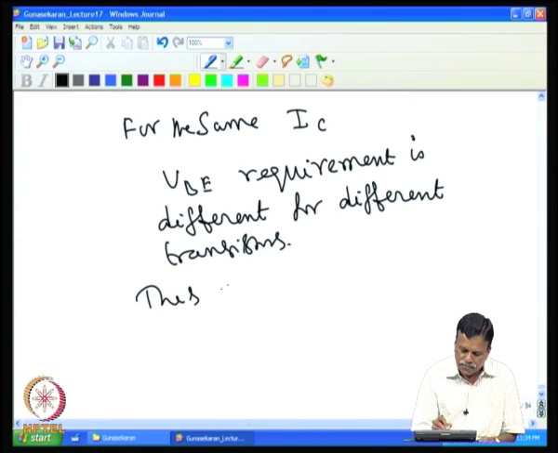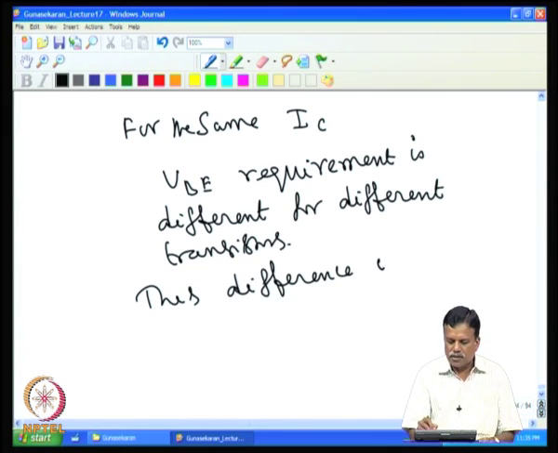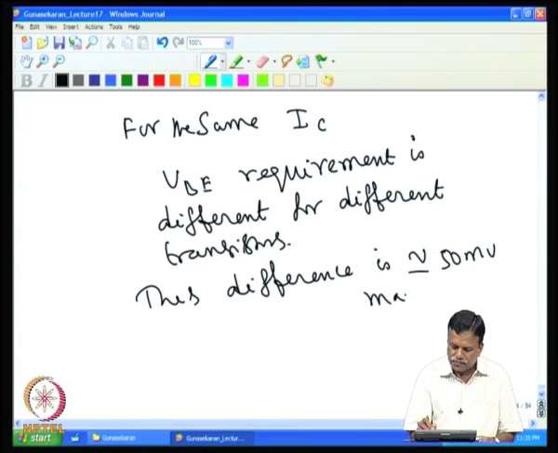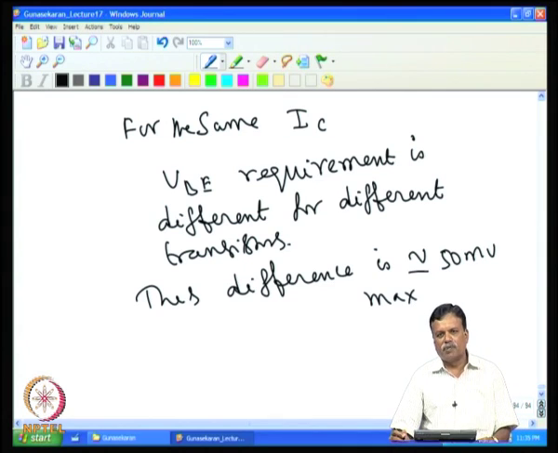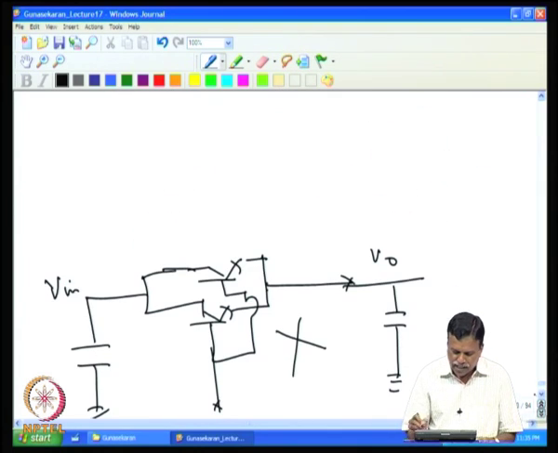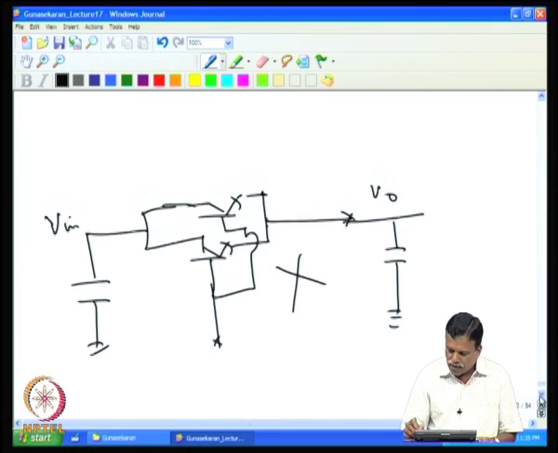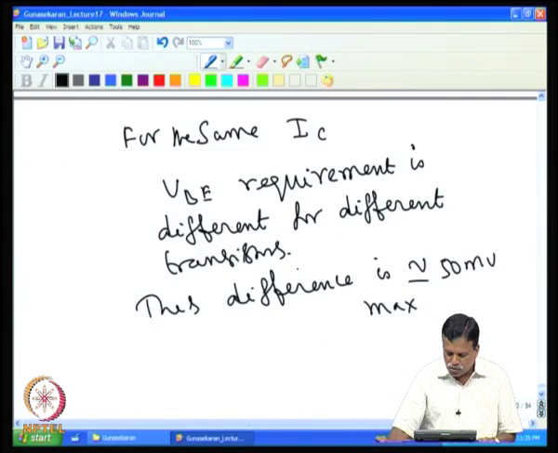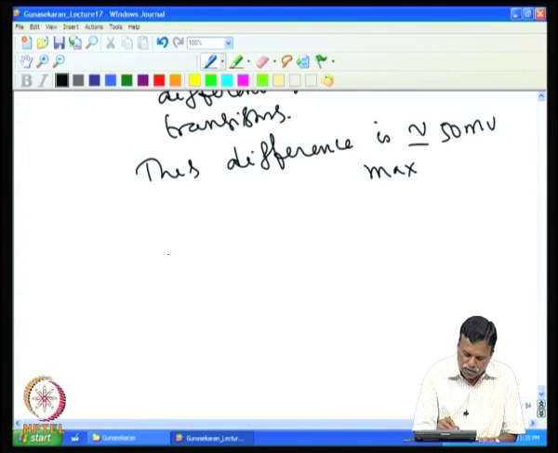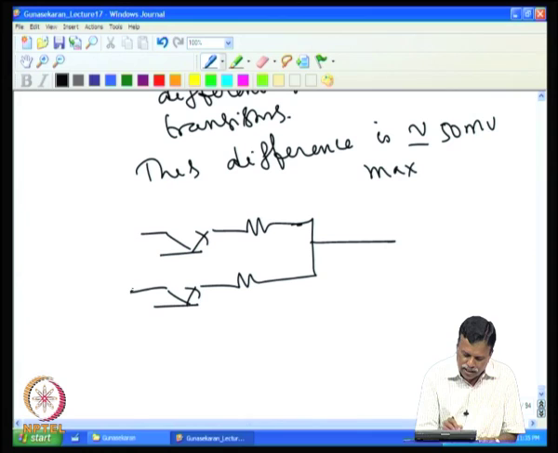This difference is nearly 50 millivolt maximum. That means we have to somehow take care of this 50 millivolt difference to make the current more or less equal. For that purpose only, when we are connecting them in parallel, we are adding the two resistors of equal values at the emitter. So, that is what we are doing. So, we take this and connect the two resistors at the emitter, and then collectors can be joined. Now, the bases can be joined.